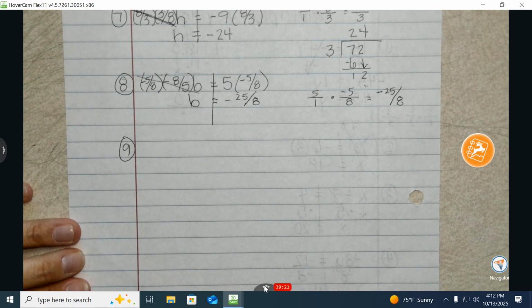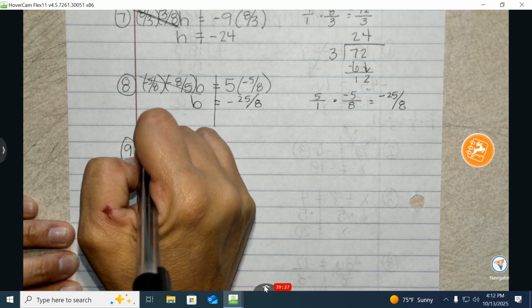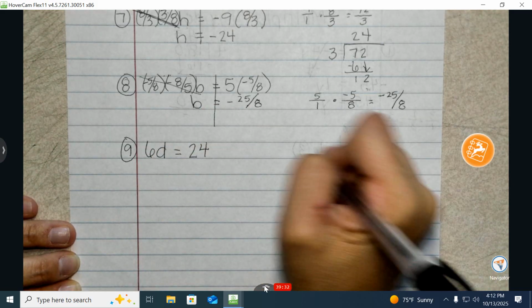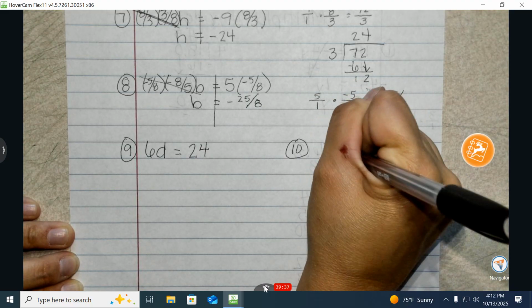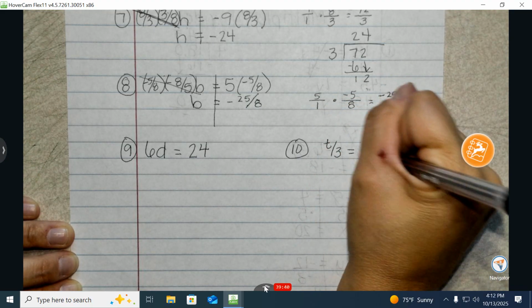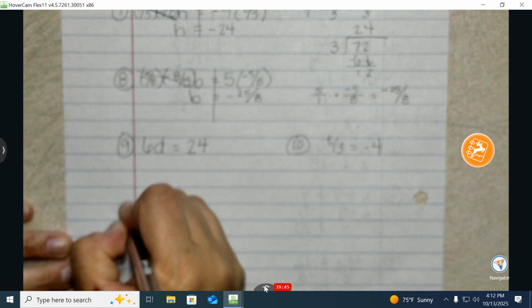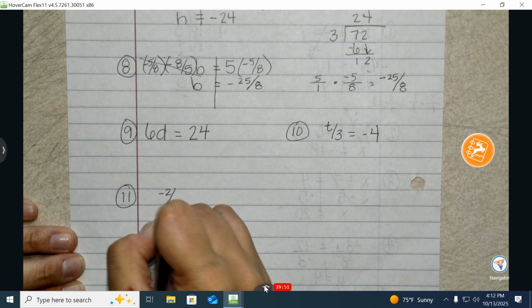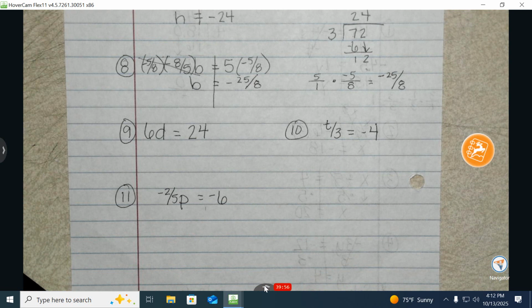I'm going to give you these 3 and you complete them. Number 9 is 6D equals 24. Number 10 is T divided by 3 equals -4. And number 11 is -2/5 P equals -6. You pause the video and do these 3.